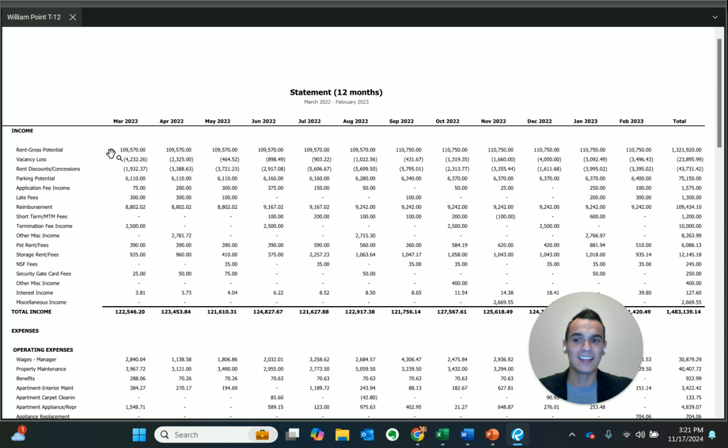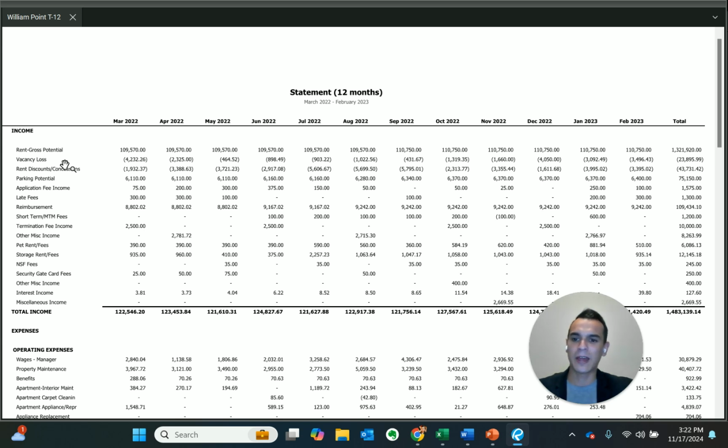Another way I've seen it is they put what market rent is. They'll add up all the market rents, and then they'll have another line item which takes away based on what the actual rent is, and sometimes I call it rent discounts or concessions. Concessions for me is when you give a tenant, say, 2 or 3 months rent free in order to entice them to lease in your building. But for this one, rent gross potential looks like it's based on the total rent roll times 12 months, and assuming it's all fully occupied.